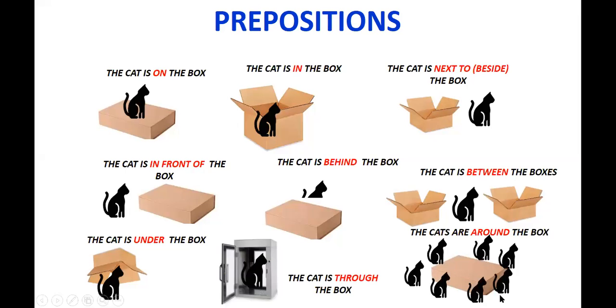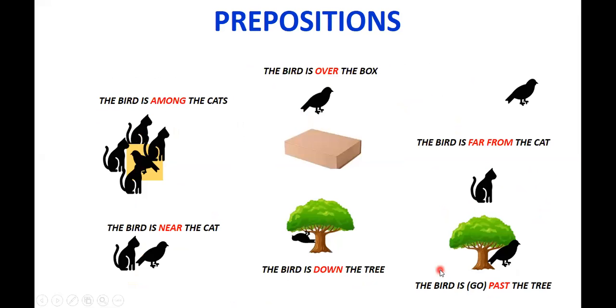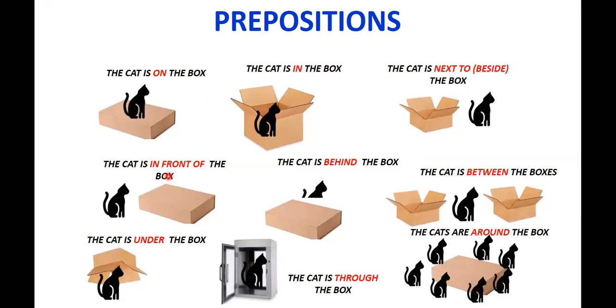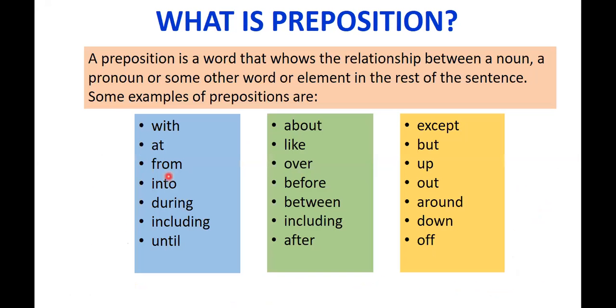¿Cuál es la diferencia? Around, alrededor de. Y la otra que estábamos viendo, among, es en medio de o entre, ¿verdad? El pajarito o el pájaro, the bird is among the cats. El pájaro está en medio de los gatos. Ok, for tomorrow we are going to go deeper. Para mañana vamos a ir un poquito más a fondo con esto because we are going to identify the difference between prepositions of place and prepositions of time.